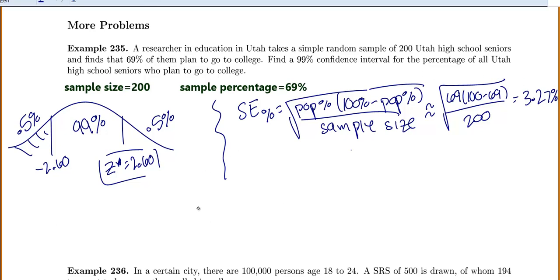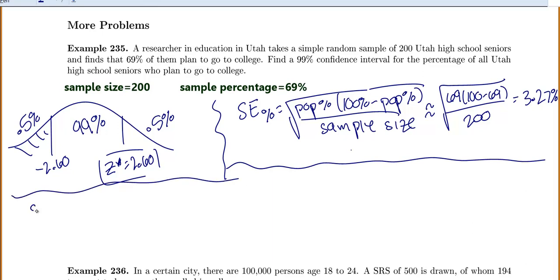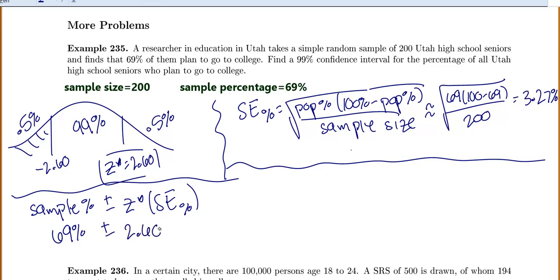But let's go a step further. Let's find our actual confidence interval. It's going to be your estimate, which in our case is the sample percentage, plus or minus Z star times the standard error. Our sample percentage is 69, plus or minus Z star, which is 2.60, times our standard error of 3.27. If I subtract first, 69 minus 2.6 times 3.27, I get 60.498.